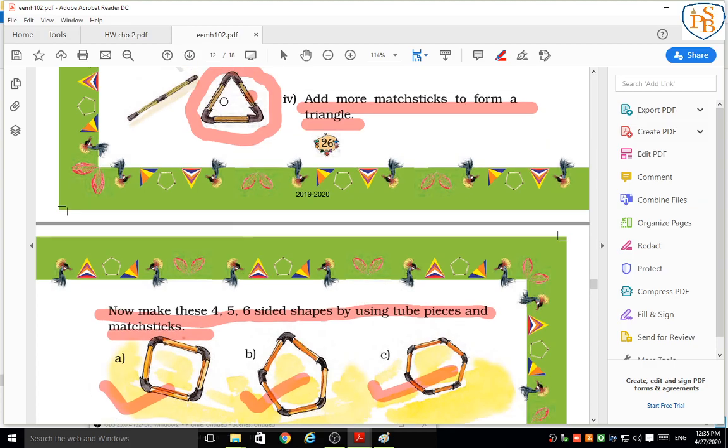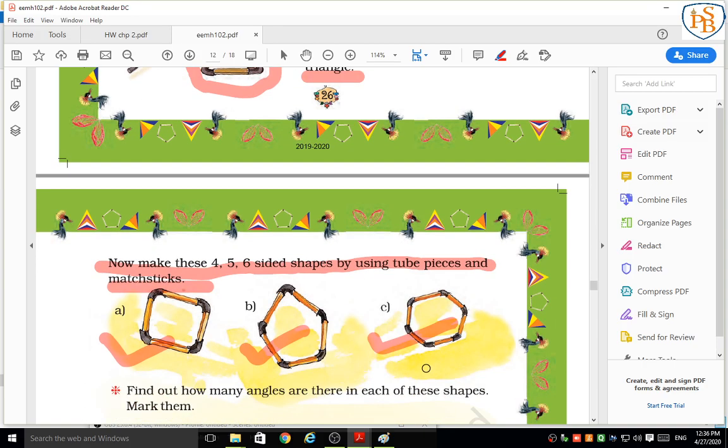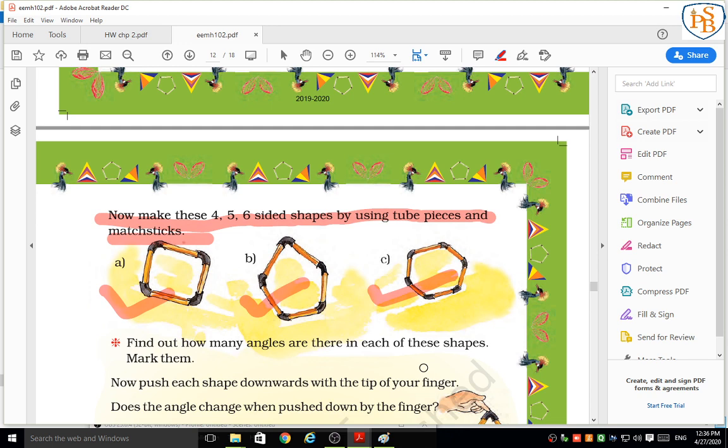Shape number 1, the triangle, we already have made. 1, 2, 3, 4. Okay student, easy it is. Okay, sure. Come to the next point. Find out how many angles are there in each of these shapes and you have to mark them. After that you have to find out the angles.